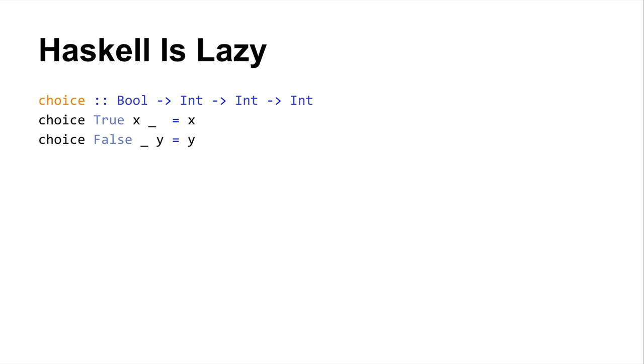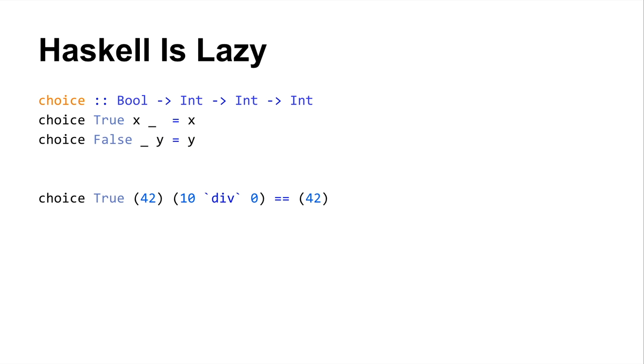So we know that Haskell is a lazy programming language. I've got this choice function that I wrote. It takes a Boolean and two integers, or expressions that are reducible to integers. And depending on the value of the first argument, true or false, we're going to give you back the left or the right argument. So you give me a true, I'm going to give you x. I'm going to ignore the y. If you give me false, then I'm going to give you the y.